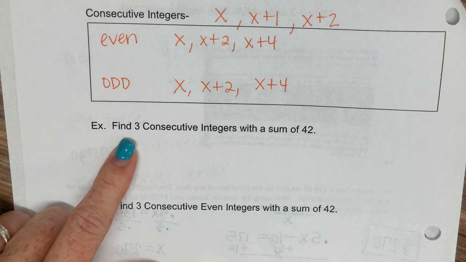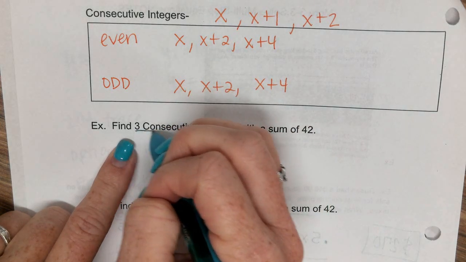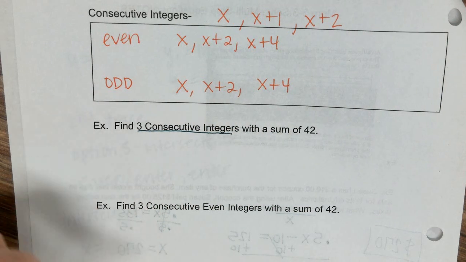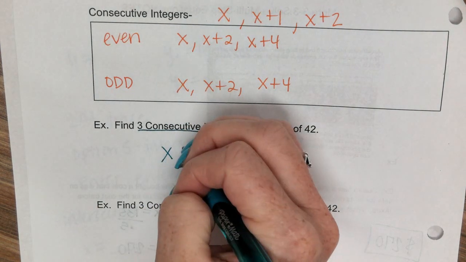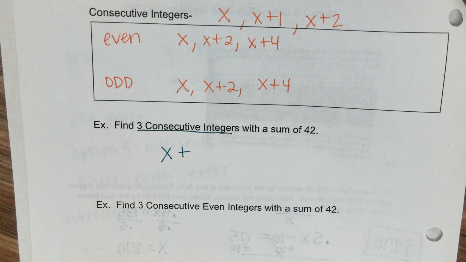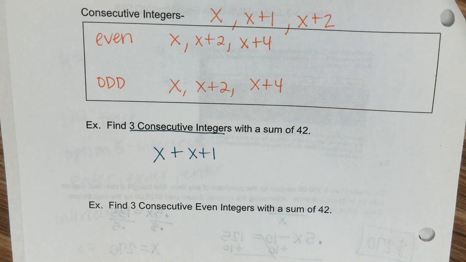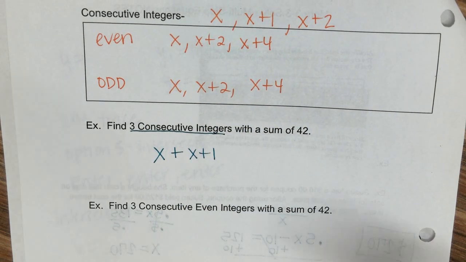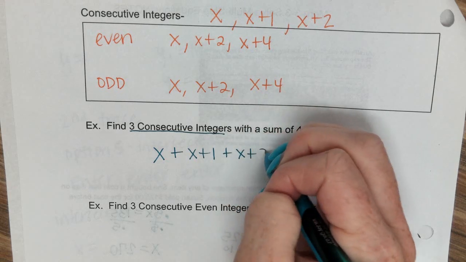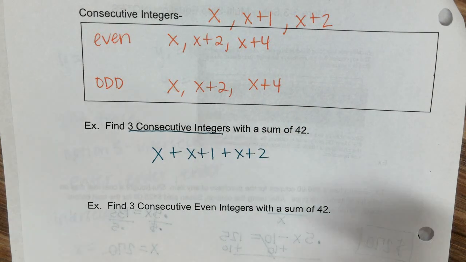All right, so let's write an equation. I want 3 consecutive integers. What's the first integer going to be? X. Plus, I need to add the next consecutive integer. What's the next one? X plus 1. What's the next integer? X plus 2. And all 3 of those have to add up to equal 42.